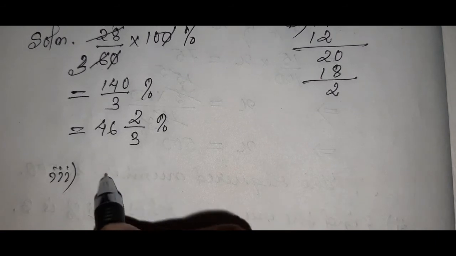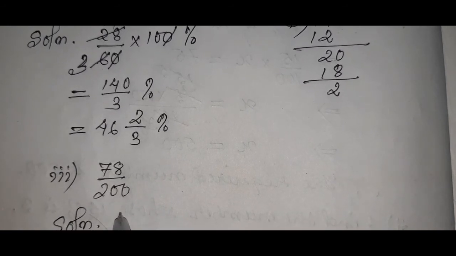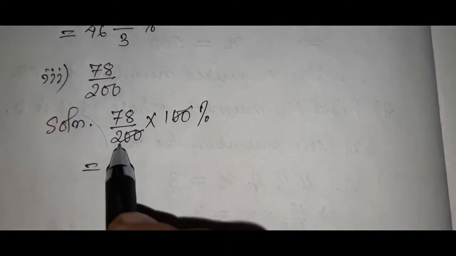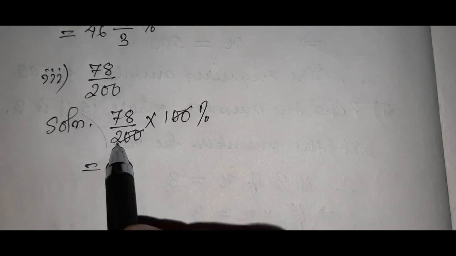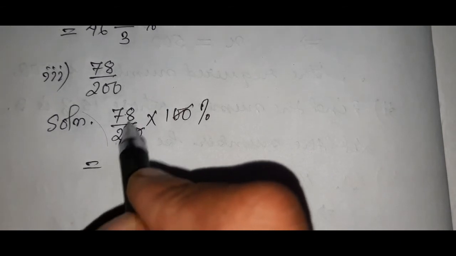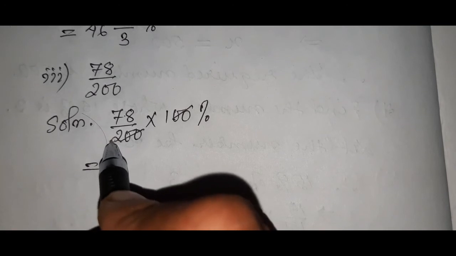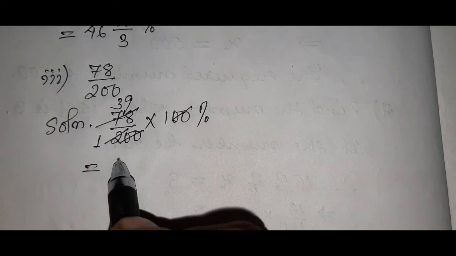78 by 200. So again we will multiply with 100. Now you just cut the zeros here, and then now you have only 2 here, and here you have 78. You can see both the numerator and denominator are divisible by 2, so we're going to divide both by 2, one by one. First let's divide this one. 2 ones are 2, 2 threes are 6, 1 remainder 18, so 2 nines are 18. So now we have 39%.